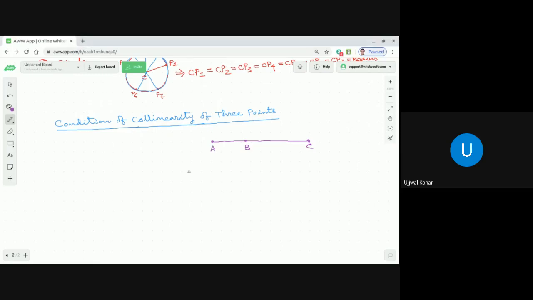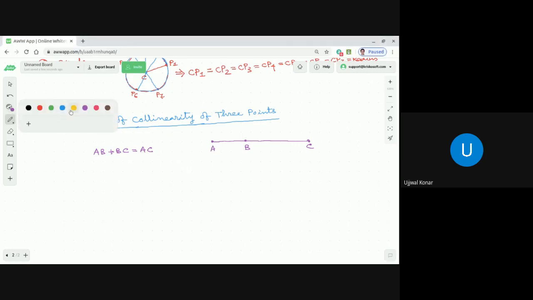We can say AB plus BC should be equal to AC, or we see that AC plus CB. So this is the case for which we can write this thing, or we can write that AC plus CB.